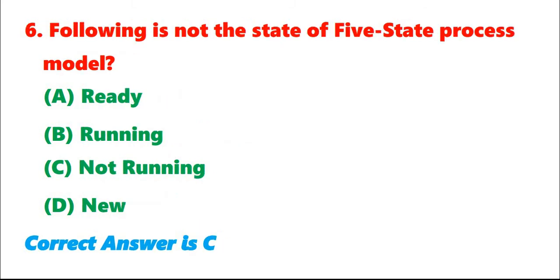6. Following is not the state of 5-state process model. A. Ready. B. Running. C. Not running. D. New. Correct answer is C.